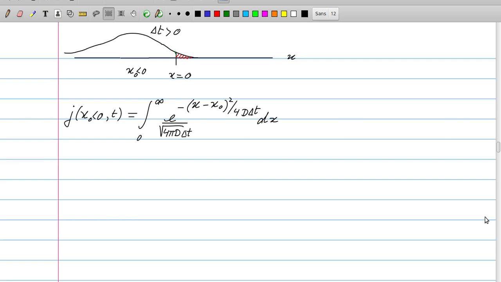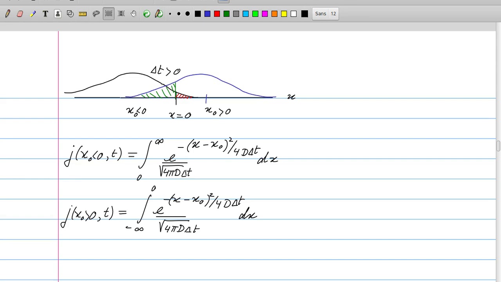And I can do the same for particles released at the positive x-axis. The blue Gaussian curve is centered at an x0 which is positive, and the particles which have contributed to the flux through the point x is 0 are the ones that I find in the left tail of the Gaussian distribution. And therefore the mathematical expression for this is the following. So we have for particles coming from the right the integral which is given here. It's the green shaded part in this picture.